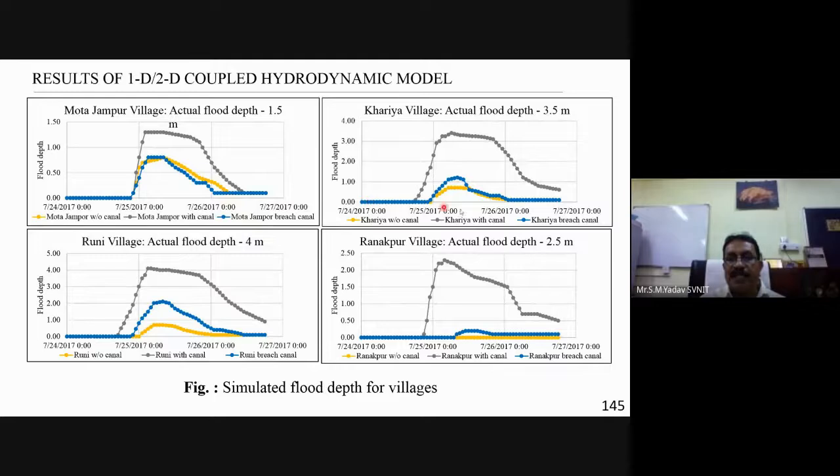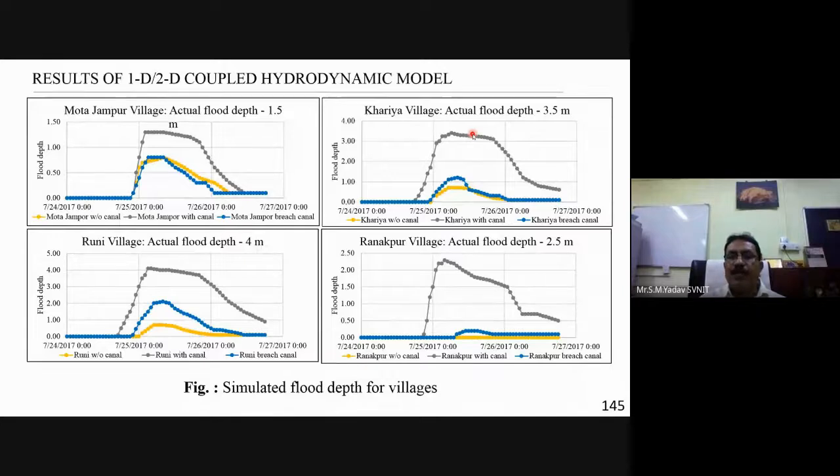Similarly, this is Kharia village, where I said that one family's 18% died. This was the worst affected village, because our model also shows that with canal, the depth of water in this village might have reached around 3 meters, while all the houses were kacha houses with tiled roofs not having height more than 3 meters.